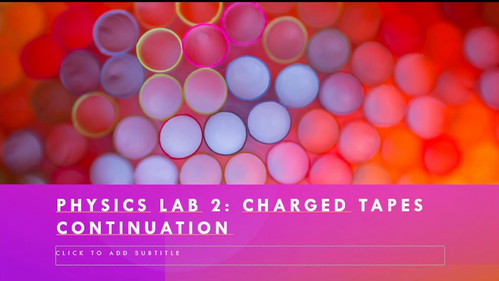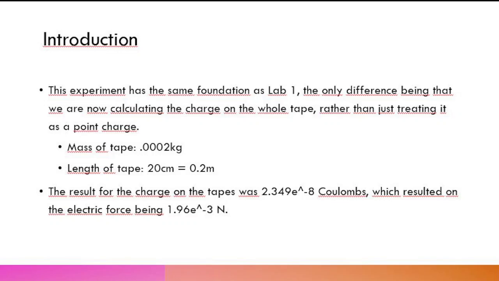So today's presentation will be about Physics Lab 2, which is basically a continuation from the charge types experiment we did in Lab 1. As an introduction, as I said before, this experiment has the same foundation as the previous lab, but the only difference is that now we're calculating the charge on the tape as a whole instead of just treating it as a point charge. For example, in the first one, we just assumed that the force being exerted by the tape was a point charge, but now we're taking into account the whole measurement.